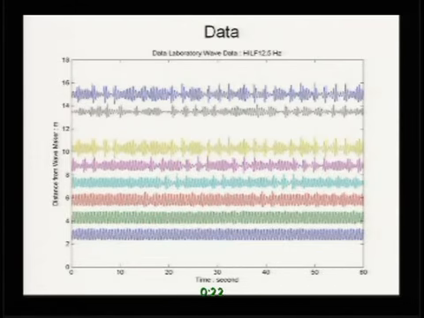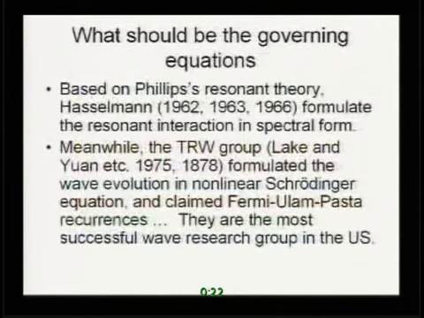I actually made a lot of mistakes, and to correct the mistakes, I used Hilbert. Hilbert has been used by other people, as I said, but the mistake I made actually saved me. Based on Phillips' resonance theory, Hasselmann formulated it in spectrum shape, and meanwhile the TRW group, Lake and Yuan, formulated the wave evolution in the nonlinear Schrödinger equation. That's the perturbation derivation by Lake and Yuan in 1975, 1978.